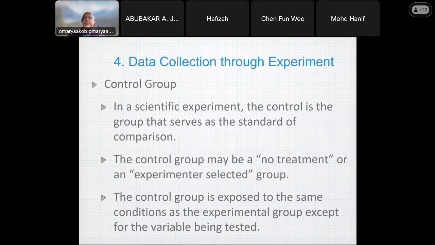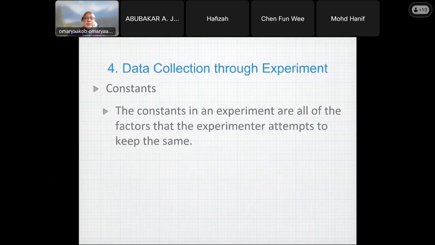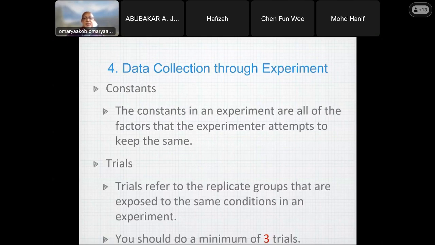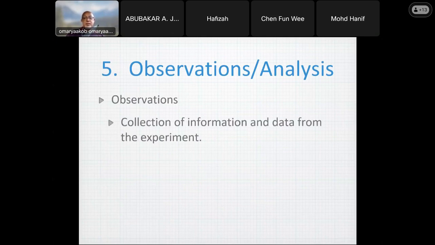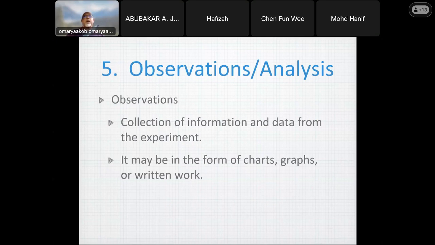We are going to see an example after this, and based on the example, I think we are going to understand better. So we have the control group. And then the constants, we need to keep certain variables, certain parameters constant. And then we do the observation and analysis, collect information, and then you may plot graphs, charts and so on.